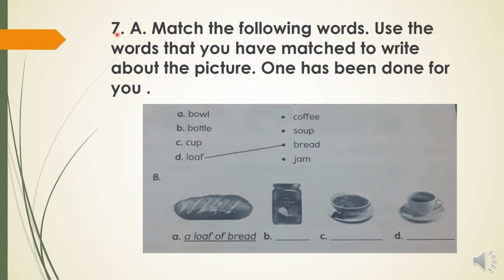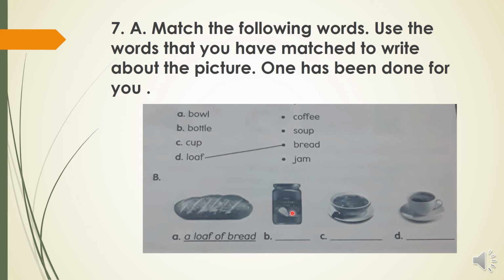Now the seventh question. Match the following words. Use the words that you have matched to write about the picture. One has been done for you. Yes, one has been done as an example for you. So here are some words. You have to match these words with this set of words. So this is the D part is done for you as an example. Loaf. So you refer bread as a loaf of bread.